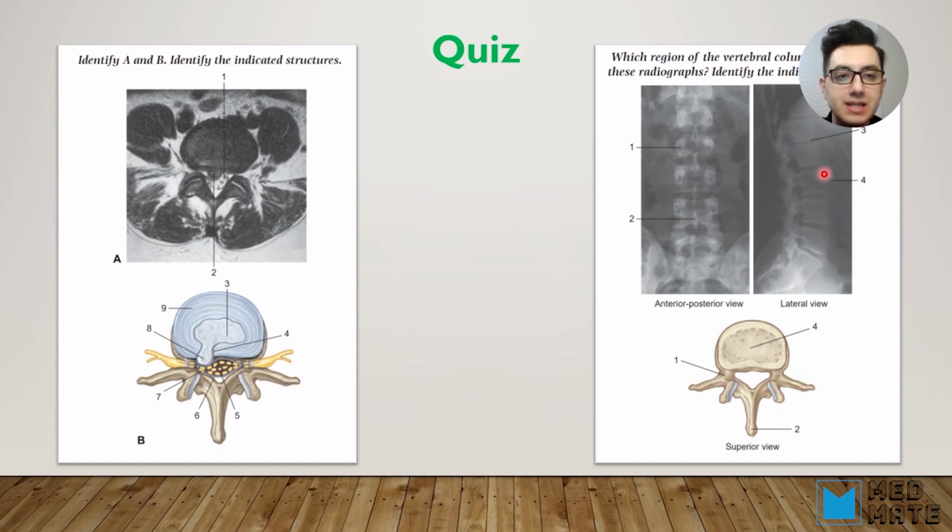Number 4 is indicating the body of the vertebra. Number 2 is indicating the spinous process of the vertebra. And number 1 is probably showing the transverse process or pedicle.